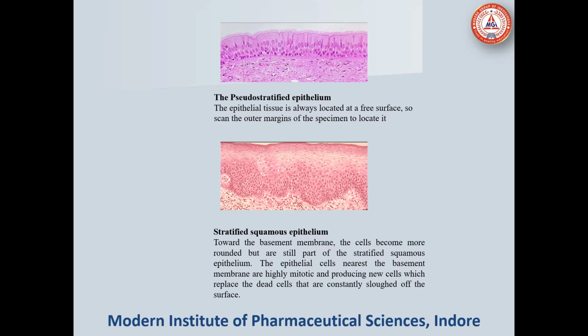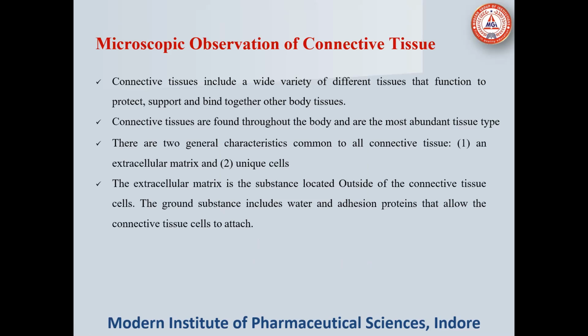Whereas the stratified squamous epithelial cell is always toward the basement membrane. The cells become more rounded but are still part of stratified squamous epithelium. The epithelial cells nearest the basement membrane are highly mitotic and produce new cells, which replace the dead cells that are constantly sloughed off the surface. This is all about the epithelial tissues, the microscopy study of epithelial tissue.